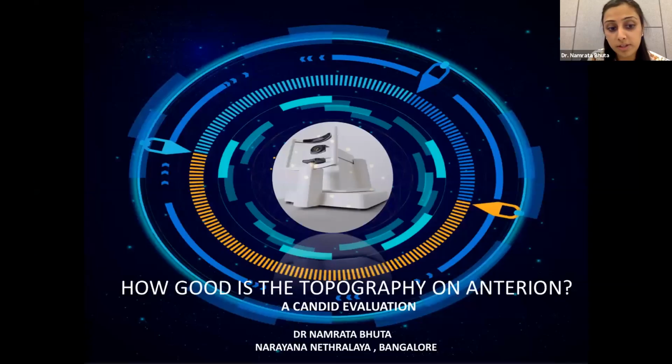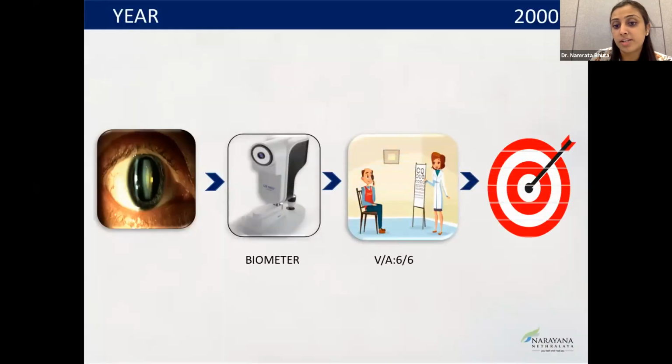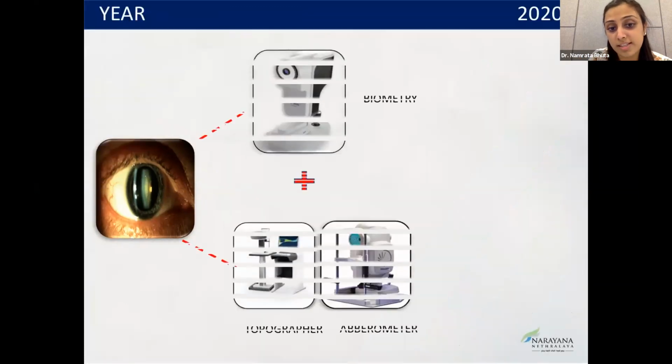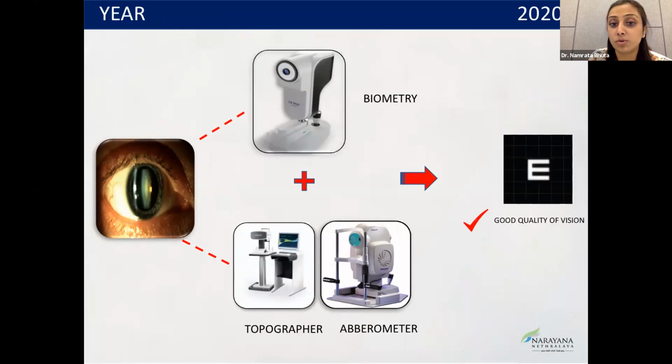So I'm going to be talking about how good is the topography on Anterion today. So up until a few years ago, when a cataract patient came to us, just doing the biometry was enough to achieve the target vision of 6/6. But this is no longer the case now. The patient not only demands a good quantity of vision, but he also wants a good quality of vision. So just doing the biometry won't be enough. So we have to include the topographer and the aberrometer in our routine cataract workup.